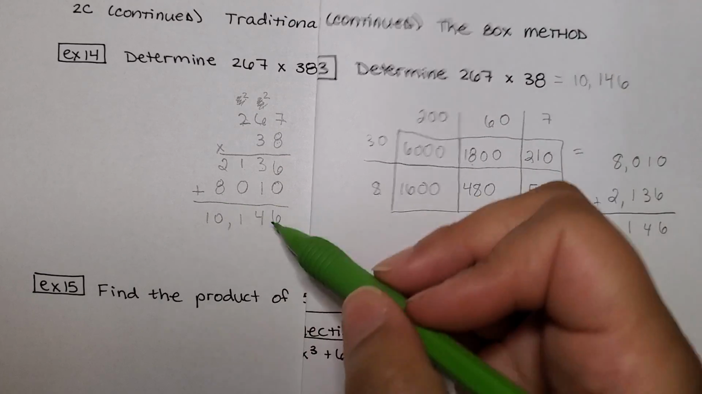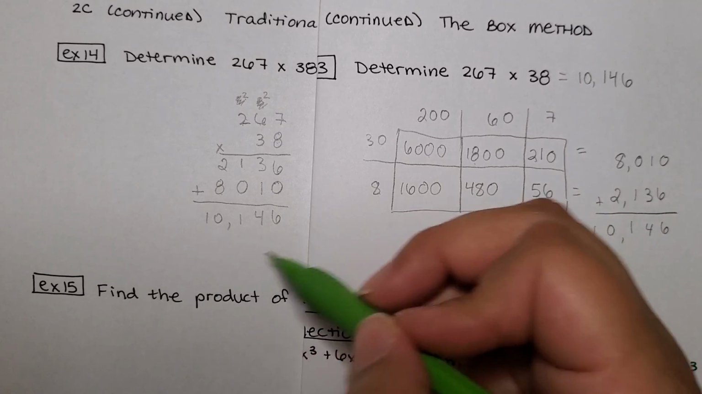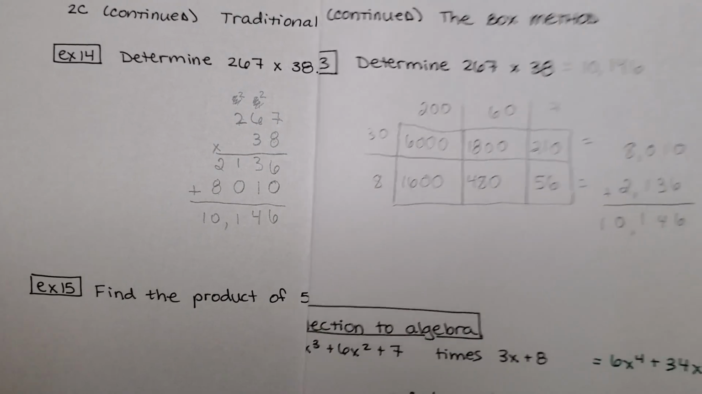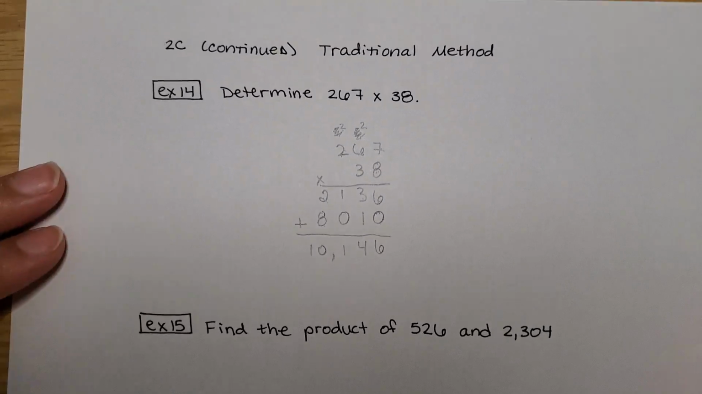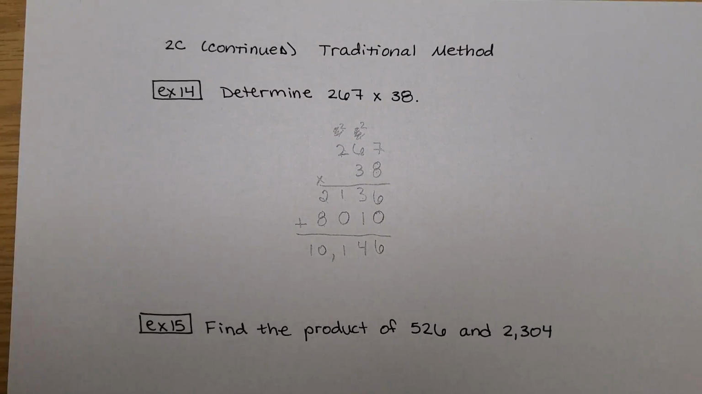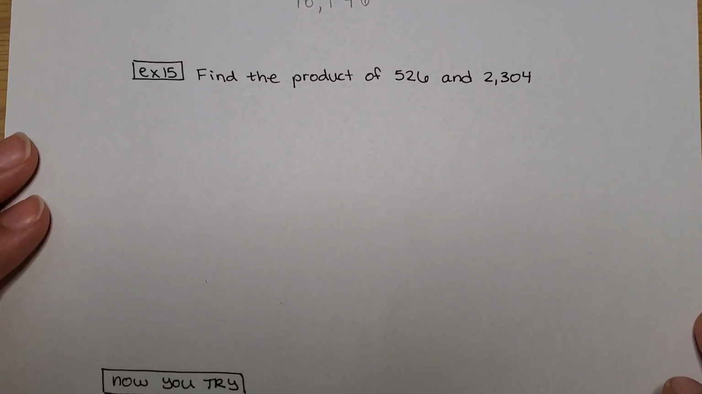And so this process is a lot harder to generalize to algebra. We're not going to see this process as much. I just wanted to point that out just so you can see that it's working exactly the same way. We just write it a different way. Let's do another example of using the traditional method.